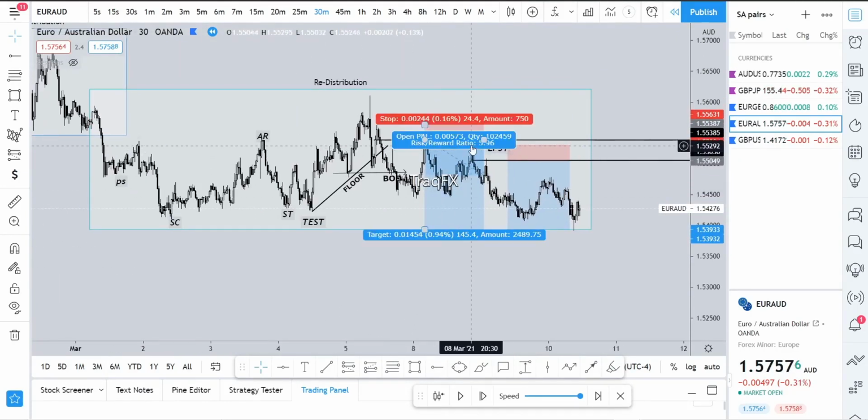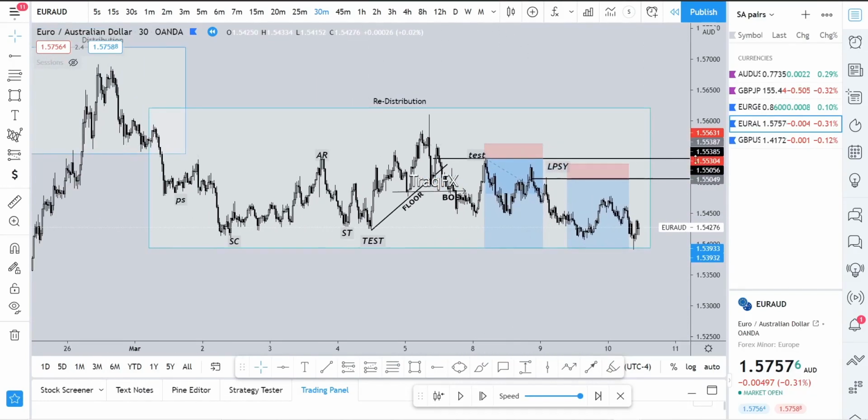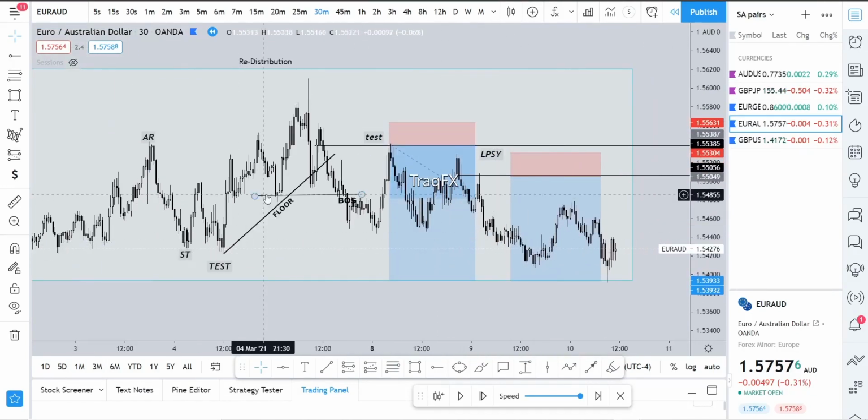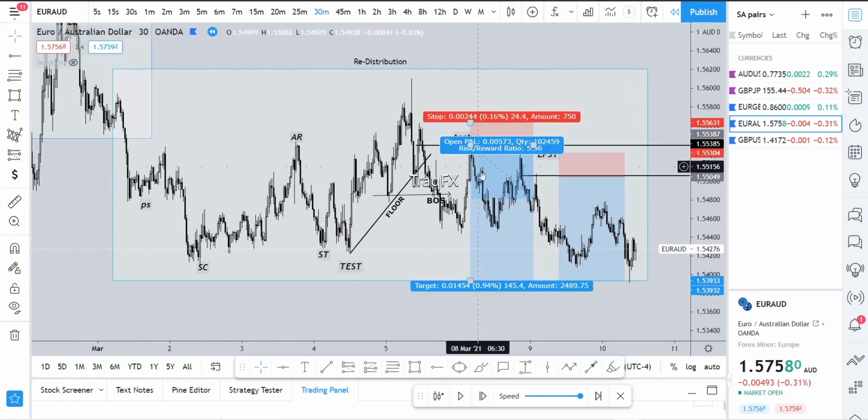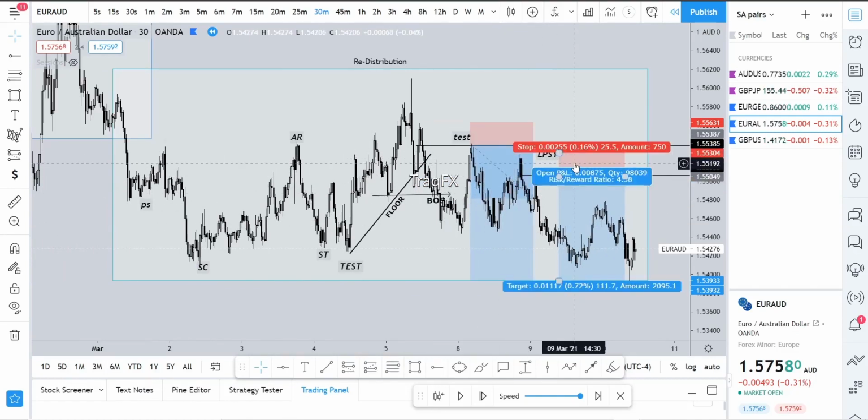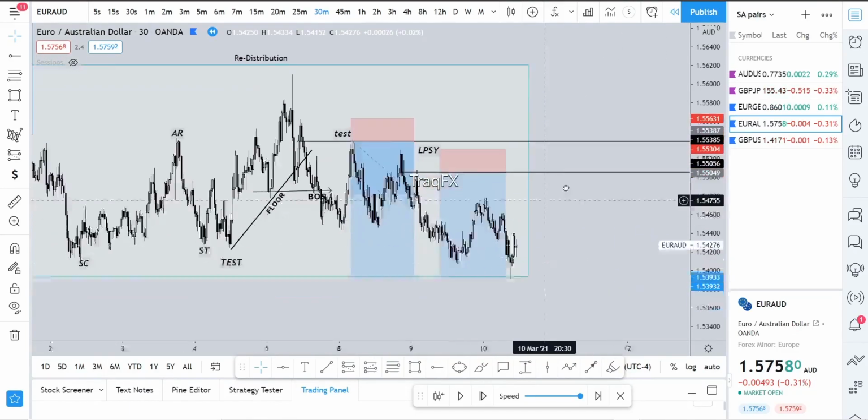So understand how after all of this schematic is played out, we can see that at the test and LPSY is where we entered. These were the ideal areas to enter and the only areas we entered. Why? Because we needed to see our two confirmations before we decided to enter this trade. And that allowed us to get clean institutional candle entries that have been mitigated, tapped right into before going lower.